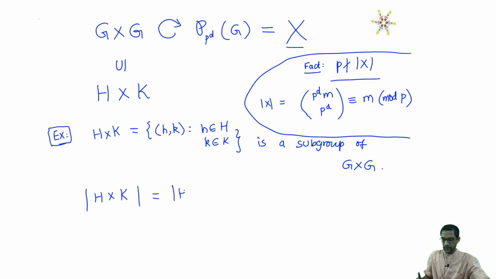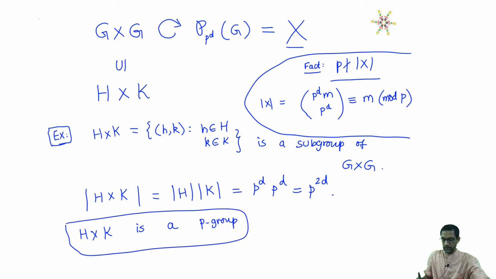Well, by definition it's all ordered pairs, so its cardinality is the cardinality of H times the cardinality of K. Each is a power of the prime, each is in fact p to the d, so the net cardinality is p to the 2d. So what does that mean? It means that H cross K is in fact a p group. In other words, its cardinality is a power of a prime. Now we are slowly bringing things into the formalism of our fixed point principle.